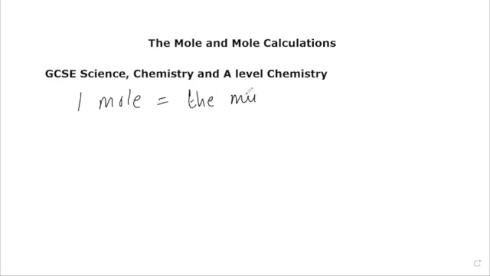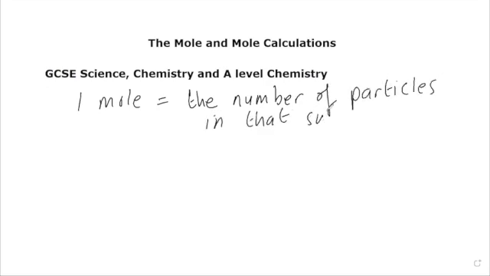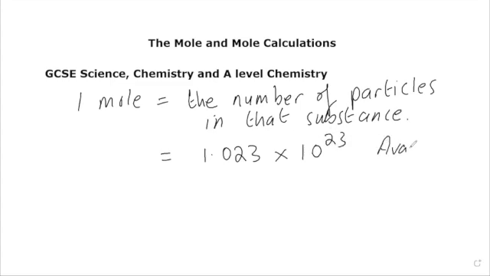So 1 mole is the number of molecules or particles or atoms that there are in a substance, and this number is given the number 1.023 times 10 to the 23 particles, and this is called Avogadro's number. I think for A-level you need to memorize Avogadro's number, but for GCSE you will be given this number.